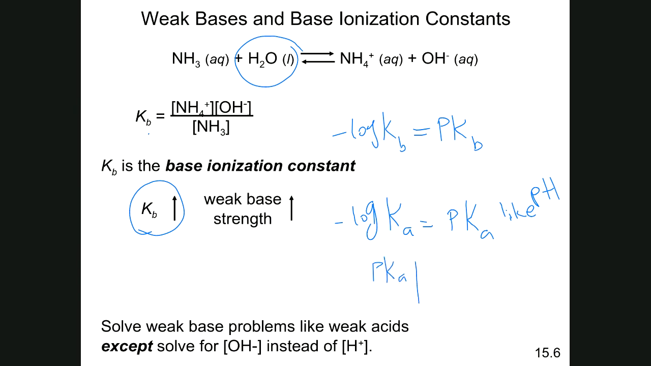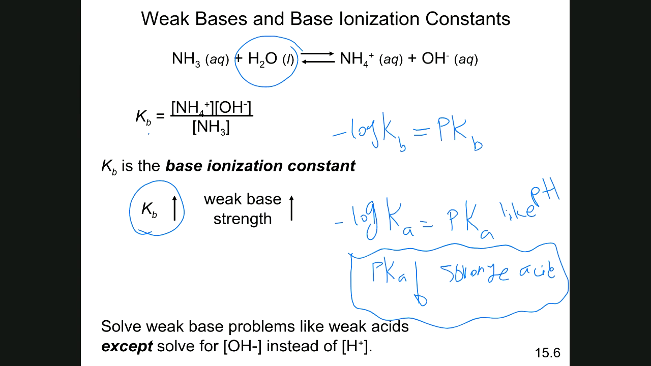A smaller pKa, what does it mean? Smaller pKa means stronger acid. This is different from Ka. A large Ka means stronger acid, but a smaller pKa also means stronger acid. It's just like pH with the concentration of H+. The higher the concentration of H+, the pH is going to be a smaller value because of that negative log effect.